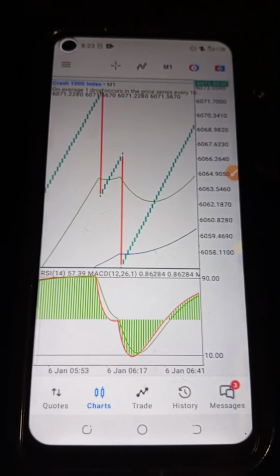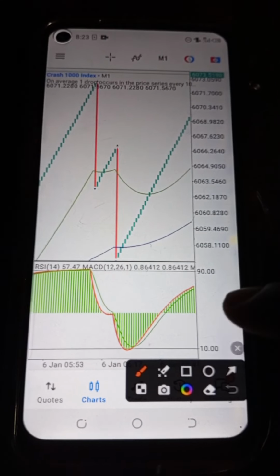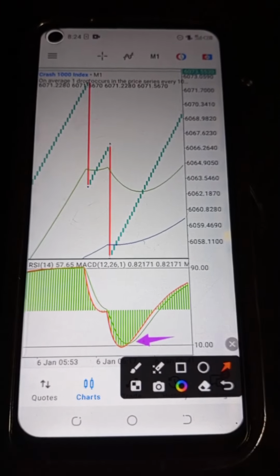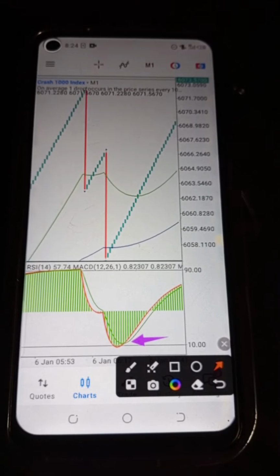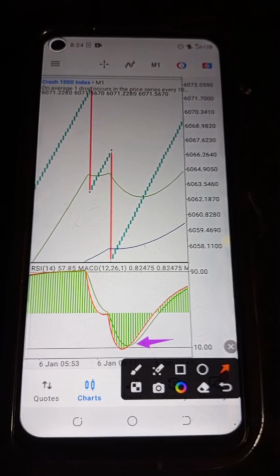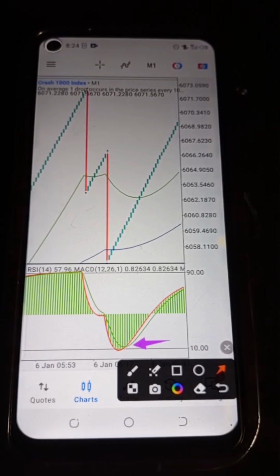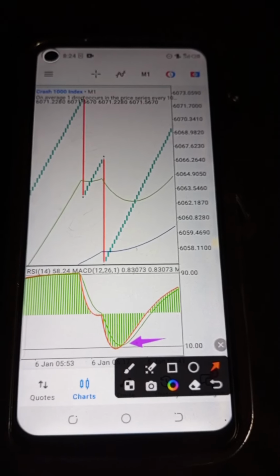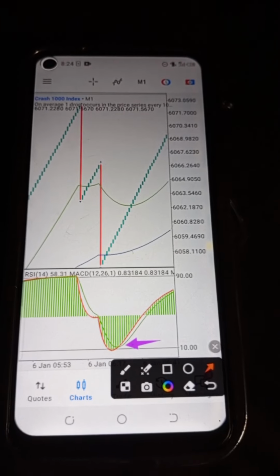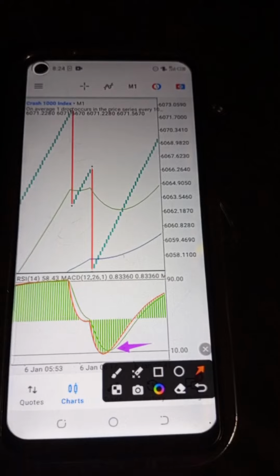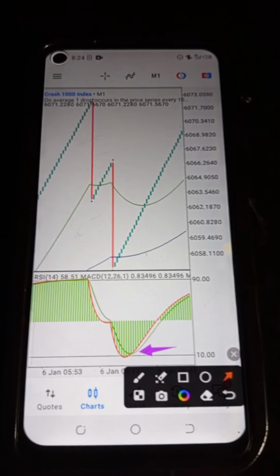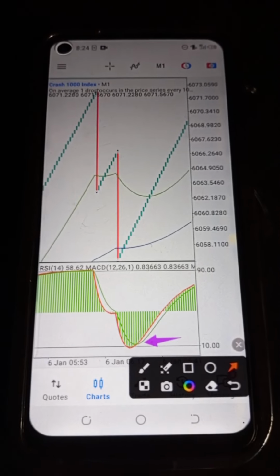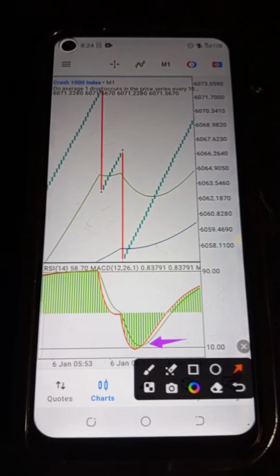So as you can see here now, guys, it is touching the 10 level. This is Crash 1000. And here now our MACD is touching the level 10, and our moving average crosses the MACD at the level 10, which is when you pick your 5 candlesticks successfully when it is buying.